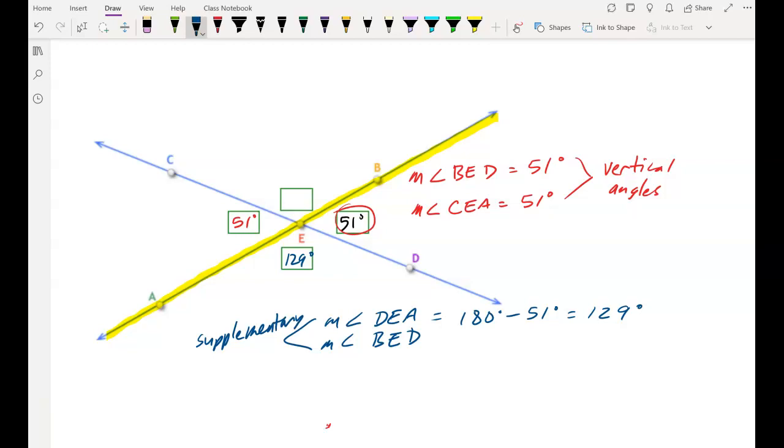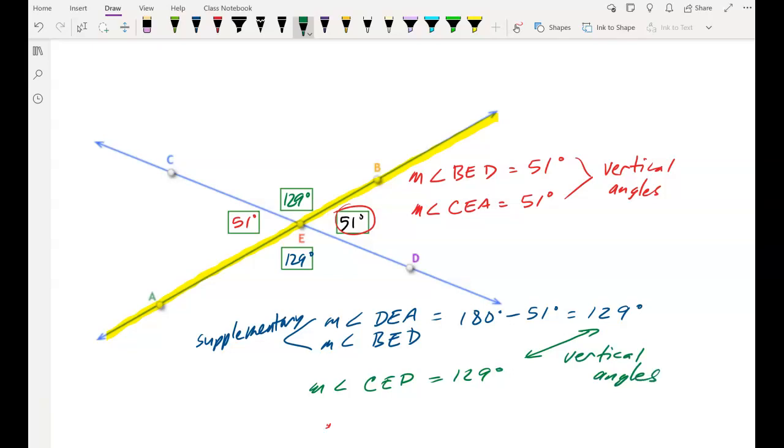Now, if the measure of angle DEA is 129, then this one should be 129 degrees also, because it is a vertical angle with angle DEA. So the measure of angle CEB is also 129 degrees because these two are vertical angles.